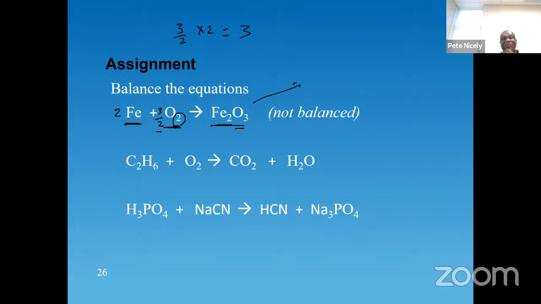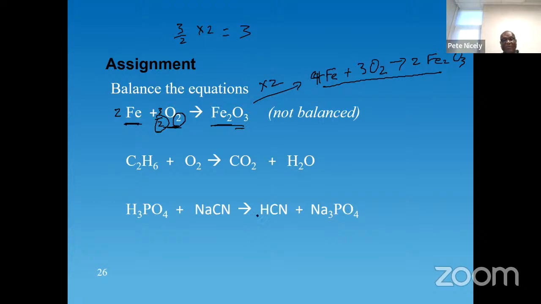So what I would do to this equation, in order to get rid of this fraction here, and more specifically to get rid of this 2 here, is multiply the entire equation by 2. If I multiply the entire equation by 2, I'm going to get 4Fe plus 2 times 3/2, which gives you 3O2, to give you 2Fe2O3. So this would be the final answer right here. All right. So that's how that equation is balanced.